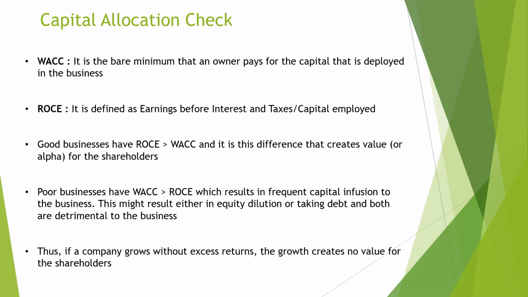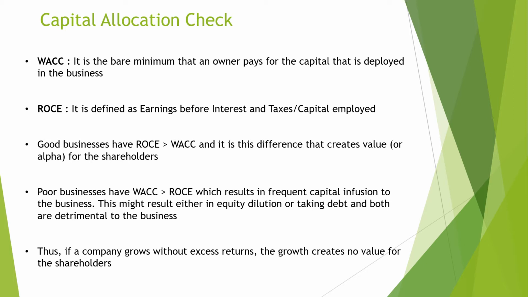Coming to ROCE, which is return on capital employed, it is defined as earnings before interest and taxes, also called EBIT, divided by capital employed, right? I think it is straightforward. Now, to check whether the managers are creating value for the shareholders or not, one of the litmus tests is to see whether the ROCE is greater than WACC. That is what point number 3 says: good businesses have ROCE which is greater than WACC, and it is this difference, ROCE minus WACC, the extra part, which creates value for the shareholders, right?